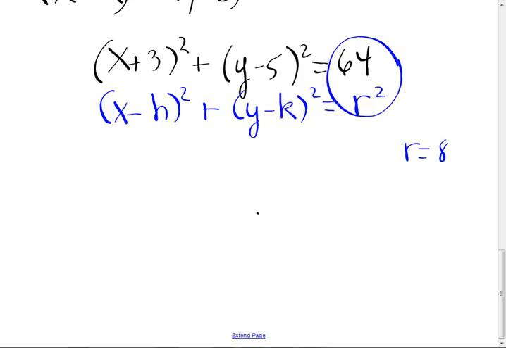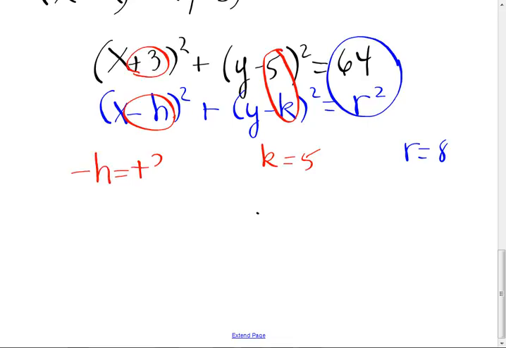This is the equation of a circle, like we have equations of lines and equations of parabolas. What's k? K equals 5 because those match. But these don't match. I have to make them match. So I figured out this trick in my last class. Minus h has to equal positive 3. Well, what does h have to be then to make that true? -3.